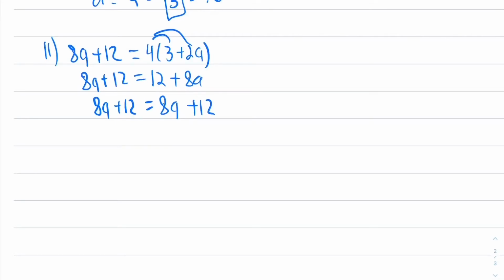These look like they're the same, and to verify that, let's subtract 8q, because we're trying to get our q's on one side. And let's go ahead and subtract 12. The 8q's balance out, the 12's balance out. You would end up with 0 equals 0, and this is special.